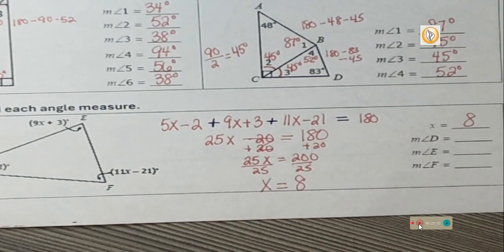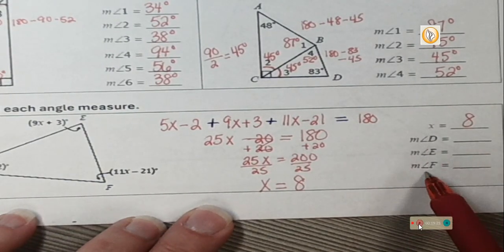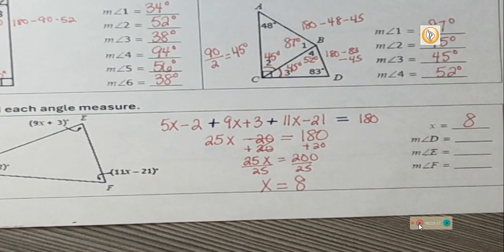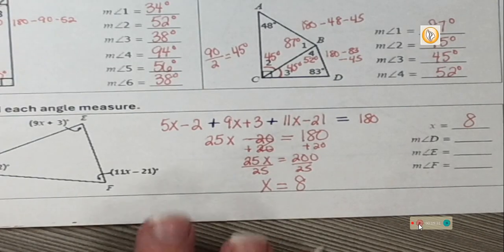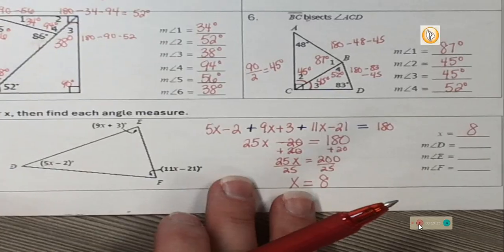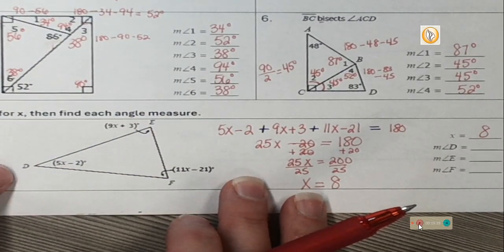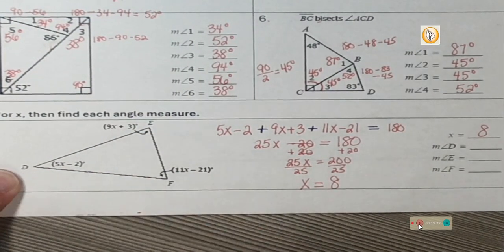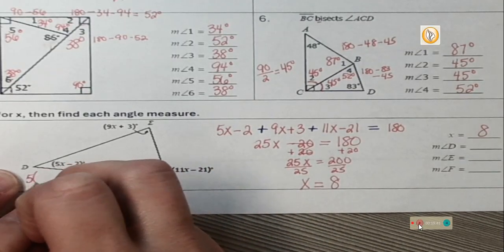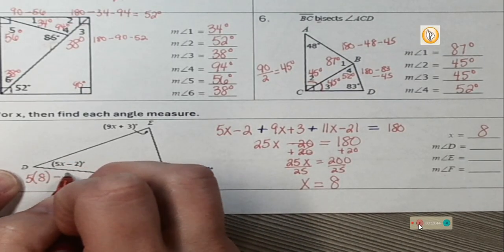Now, truthfully, on a quiz or a test, I probably wouldn't tell you to find all three measures. I'm going to tell you to find one of them, and you got to know which one I'm talking about. Okay? So, first one we're going to find is angle D. You got to figure out which one's angle D. Well, that's angle D. And what do you do with x? Plug it in. So 5 times x, which you just found out is 8, minus 2.